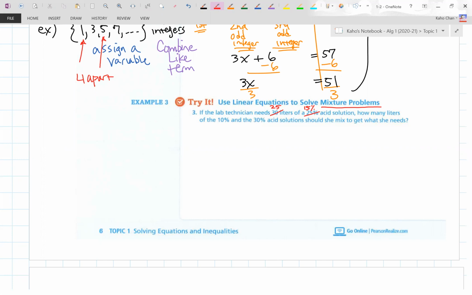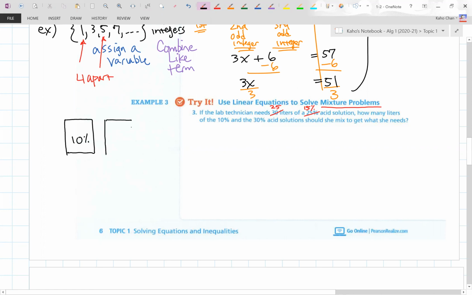how many liters of the 10% and the 30% acid solution should she mix to get what she needs? What we're doing is we're mixing 2 solutions that have different percentages. One with 10% and another one with 30%. The nice thing about these problems is that once you see a setup for one of these problems, it actually becomes very easy to see the combination of them.